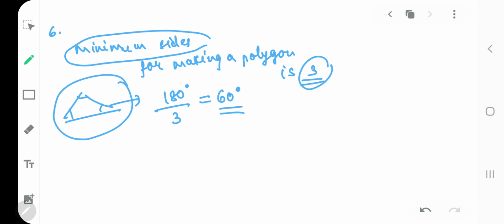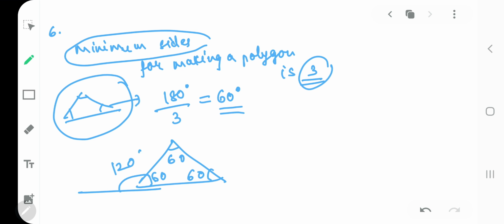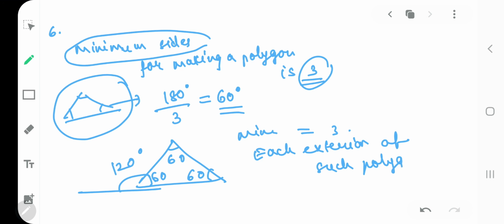Okay. Then you have what is the maximum exterior angle possible for a regular polygon. तो सबसे छोटे में छोटा polygon 3 sided है और उसका exterior angle, that means this is your interior 60. This is your interior 60 and what will be the exterior? Exterior will be 120. So you will write again, minimum sides required for making a polygon is 3 and each exterior angle of such polygon is 180 minus 60, that is 120 degrees.